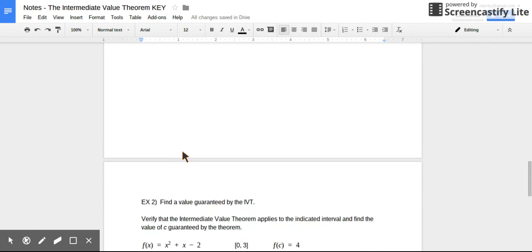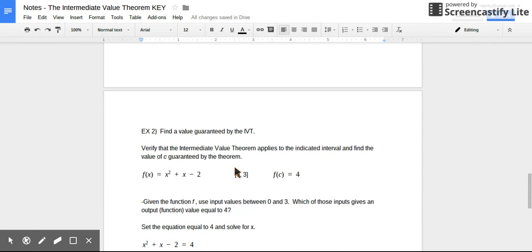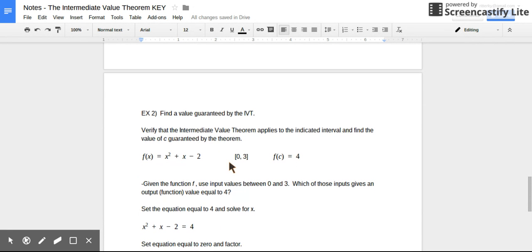So the second type of question you might see with intermediate value theorem is actually finding that value. Not just does it exist, but what is that value? So we're going to do an example of that. Verify that the intermediate value theorem applies to the indicated interval and find the value of C, guaranteed by the theorem.